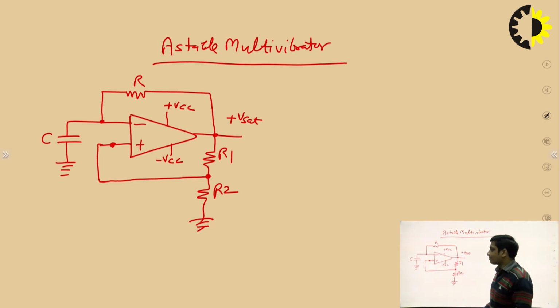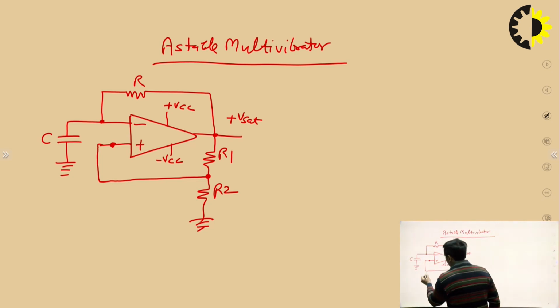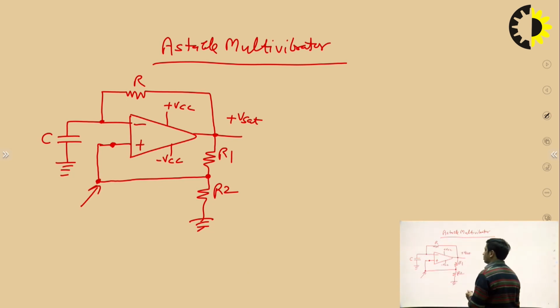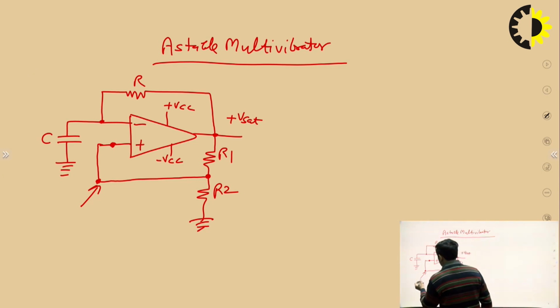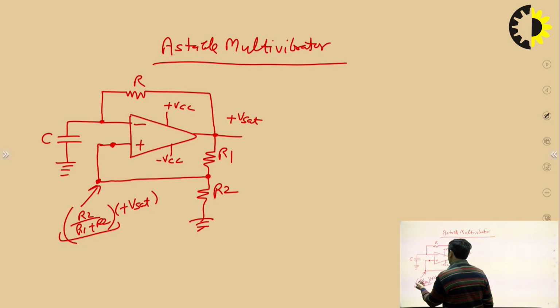When the output is at plus Vset, what will be the voltage at the non-inverting terminal? You can see it's a voltage divider circuit. It will be R2 upon R1 plus R2 into plus Vset. If we replace R2 upon R1 plus R2 with beta, then the voltage will be plus beta Vset, right?